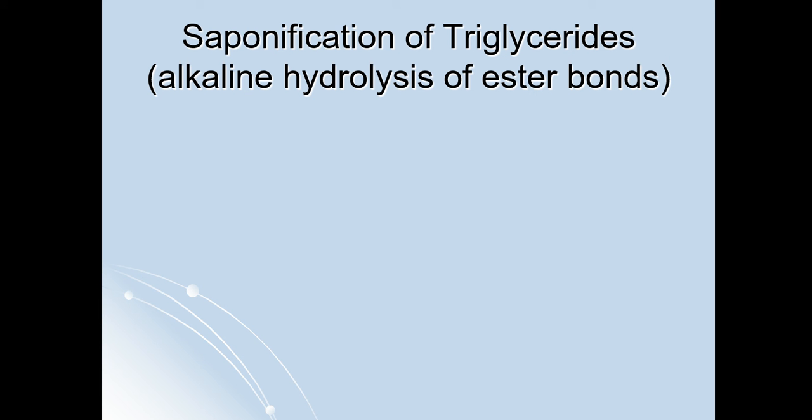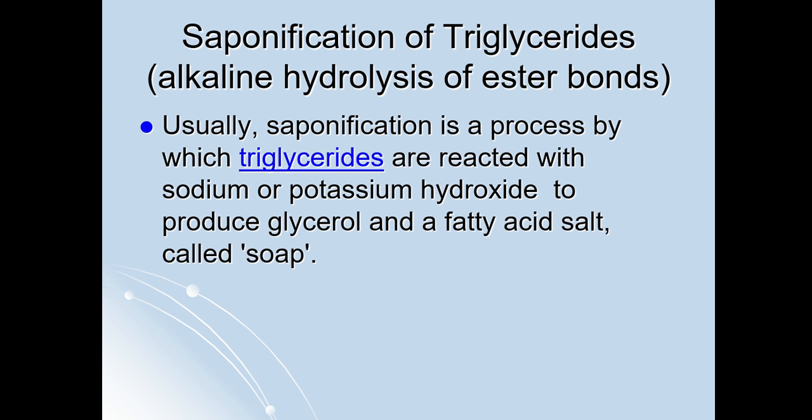Okay, let's look now at saponification of these triglycerides. This is essentially parallel to alkaline hydrolysis that we did previously with our esters. So it's usually done with triglycerides with sodium or potassium hydroxide, and the products that we get are the original alcohol and the fatty acid salt. That will depend on whether we use sodium or potassium hydroxide. But this is exactly what we did whenever we did alkaline hydrolysis of our esters previously.